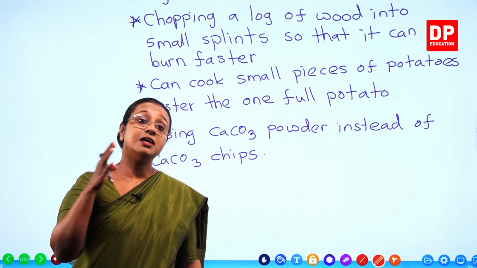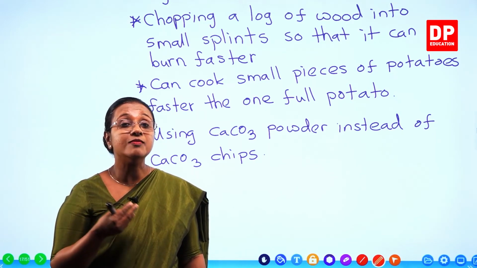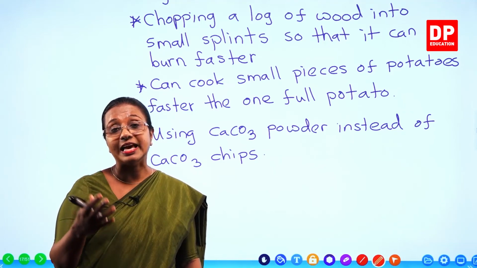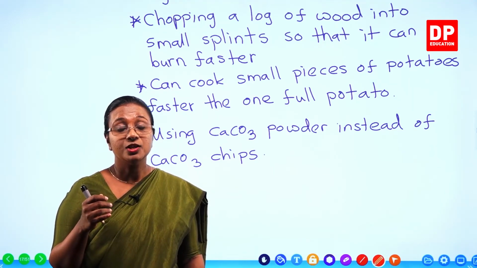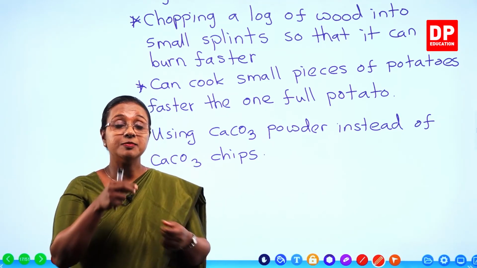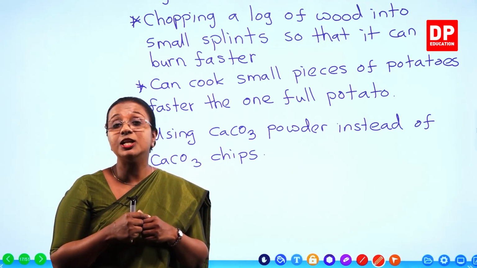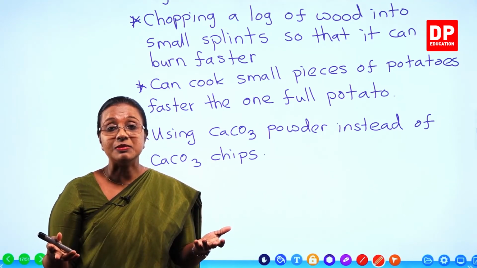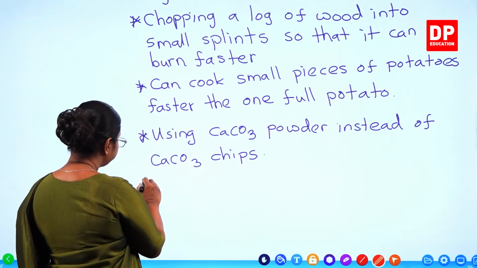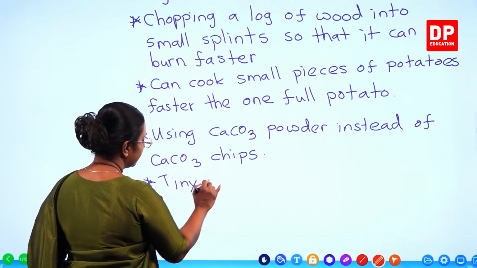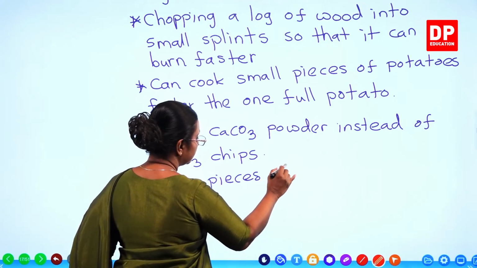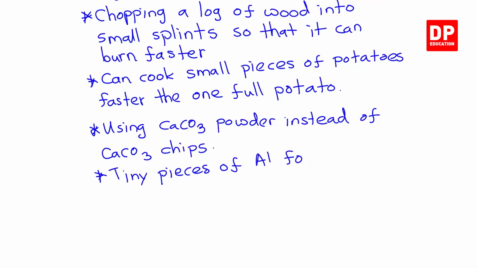Now we discussed aluminium with vinegar. Aluminium foil with vinegar. If you react that, you will get hydrogen gas evolving. So instead of having a small piece of aluminium, if you tear it into tinier pieces, if you break it into tiny pieces, then the reaction will be faster. So we can say tiny pieces of aluminium foil will react faster with vinegar.